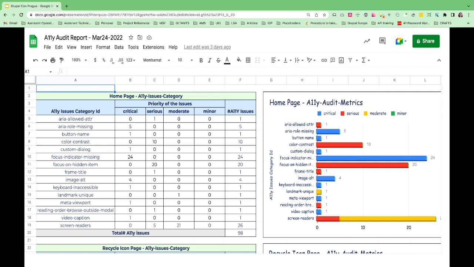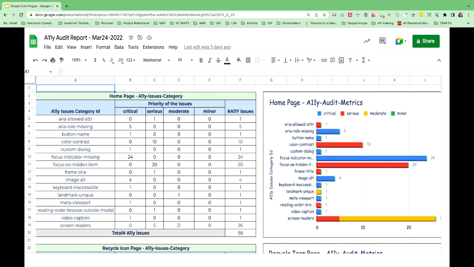For example, here we have the accessibility issues categorized. The color contrast, it is checking for the color contrast. Frame title, image alt. When we say image alt, whatever image is uploaded, does it have alternative descriptions? We need to ensure there is a mandatory field. It should not let people save or create the entire development when the image alt has not been entered. That is a good practice.